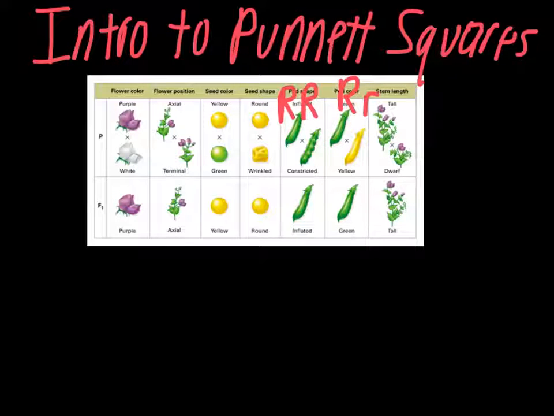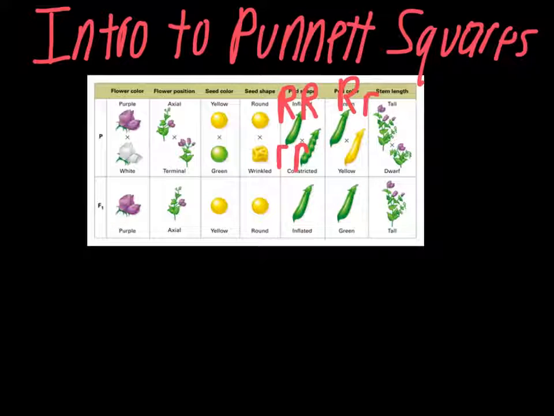The only way to get wrinkled is to get two recessive alleles. So we'd have to get the recessive trait from both parents. In that case, it ends up being wrinkled. Keep in mind, we're using the first letter of the dominant trait. So lowercase r's are used to represent wrinkled instead of w's.